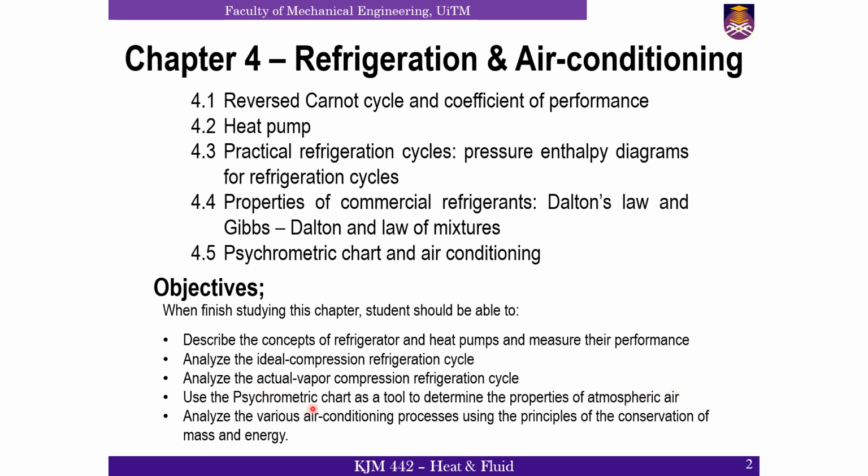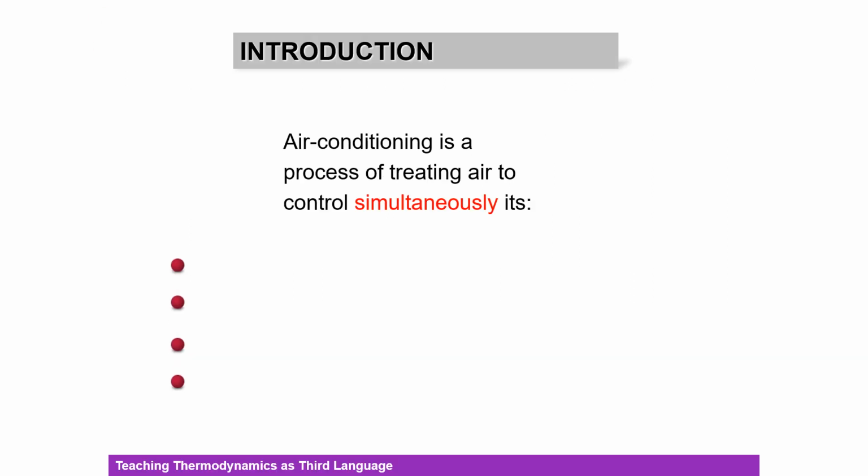But here, before we go to the psychrometric chart, we will determine the properties of atmospheric air based on Dalton's law and Gibbs-Dalton law of mixtures first. In our next part, which is part 2B, we will then use psychrometric chart to determine the properties of atmospheric air, and we will also be analyzing the various air conditioning processes using principles of conservation of mass and energy. So these are the objectives that we're going to cover in this presentation and part 2A. So let's begin with our introduction.